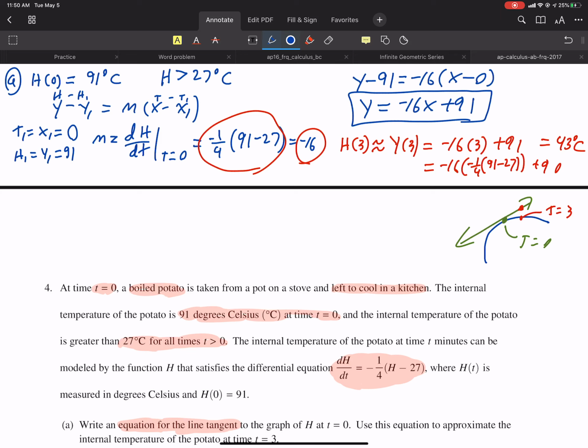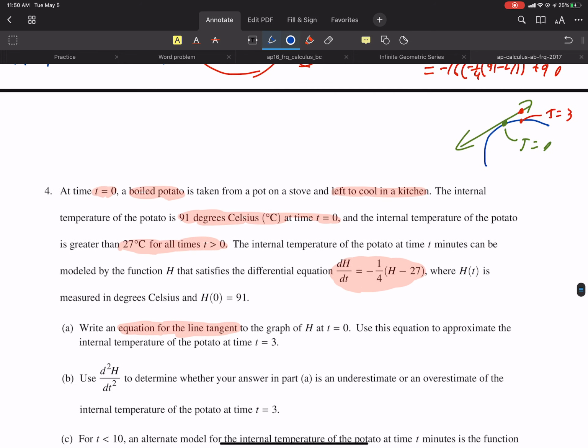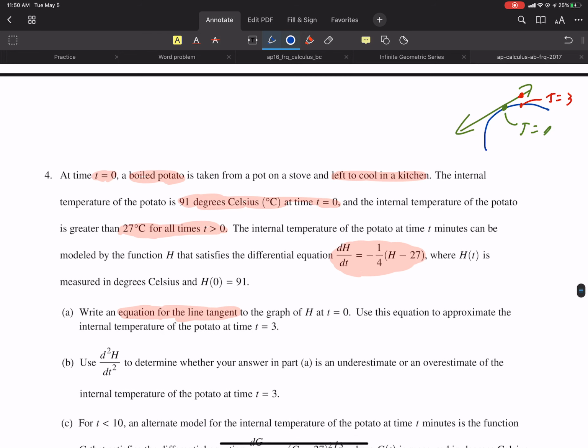We are done. That is such a familiar problem. You should be very comfortable with that. We've done a lot of tangent line approximations. So part B, we have to find the second derivative. First step, we have to use that. To use that, we have to find it. And we want to know if up here in the right corner, that approximation is above or below. How do you know if it's above or below?